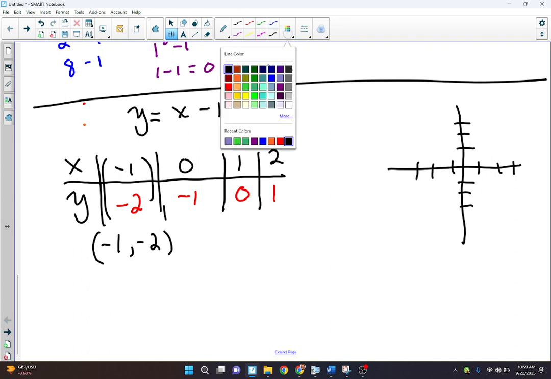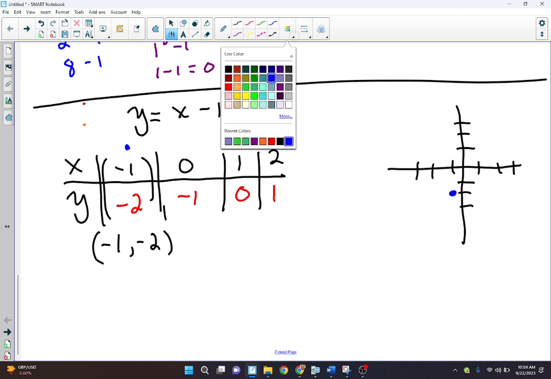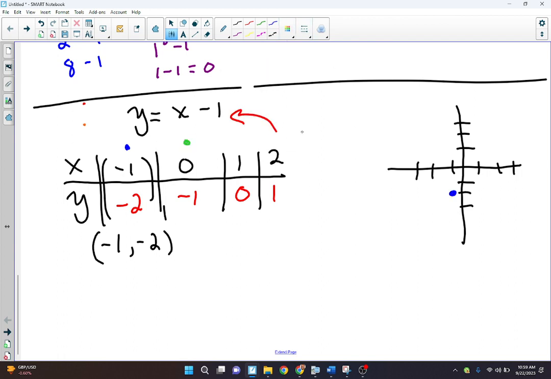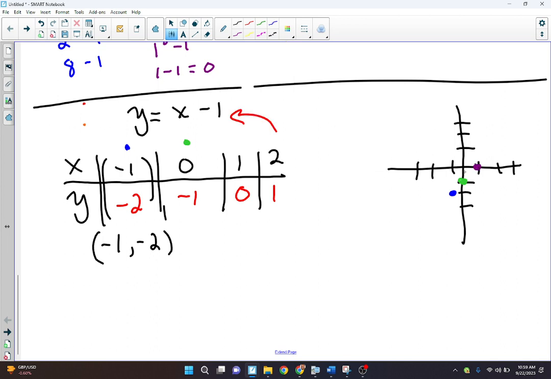So that means for this one, I'll make this blue. For this one, I go left 1, down 2. For 0, -1, it'll be here. For 1, 0, right 1 and no up or down. That's the purple one. And let me get an orange. And then for this one, 2, 1, that tells me 2 right, 1 up.